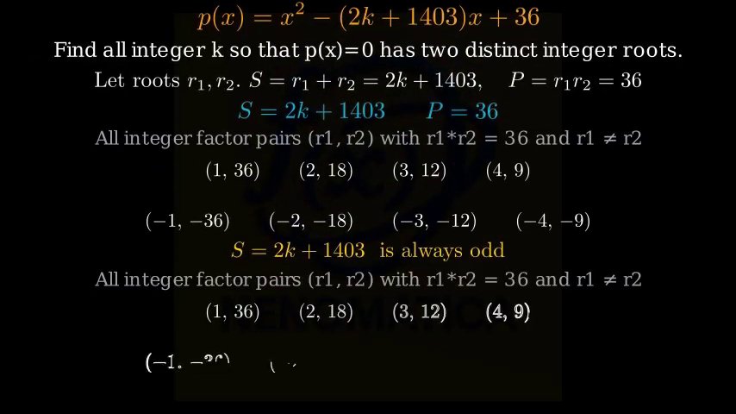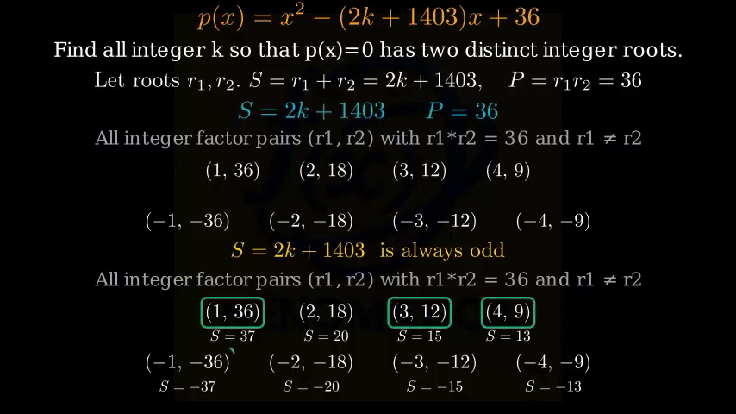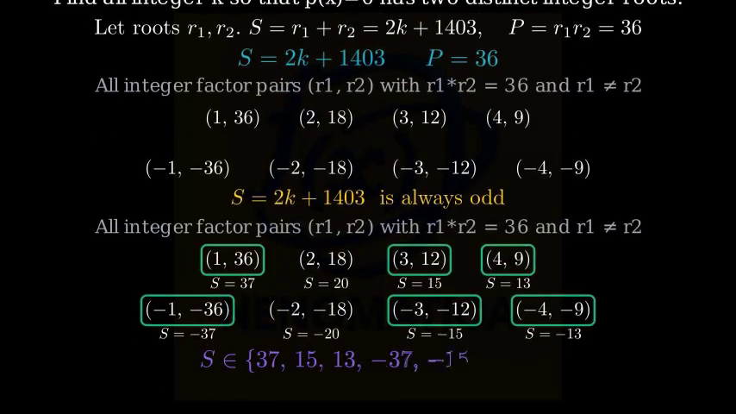2k is even, 1403 is odd. So s equals 2k plus 1403 is always odd for integer k. Therefore, we only keep factor pairs whose sums are odd. The pairs with odd sums are 1 and 36 with sum 37, 3 and 12 with sum 15, 4 and 9 with sum 13, and their negatives with sums negative 37, negative 15, and negative 13. These 6 sums are the only possible values of s.